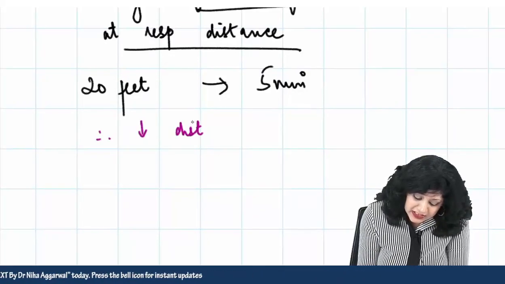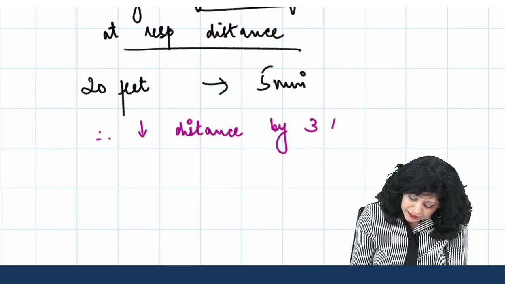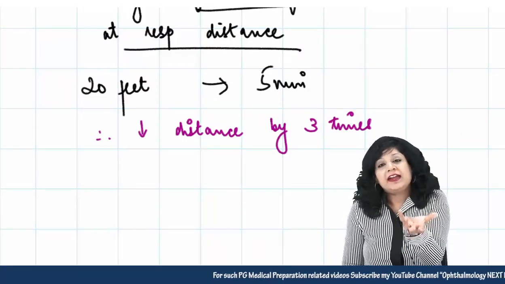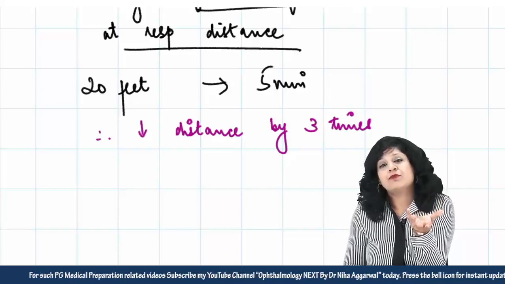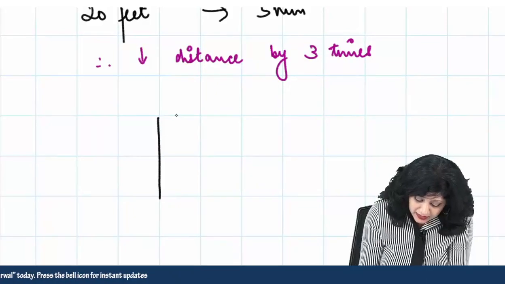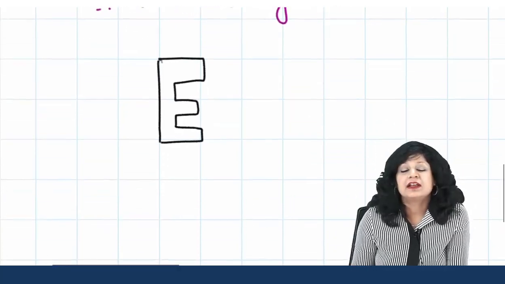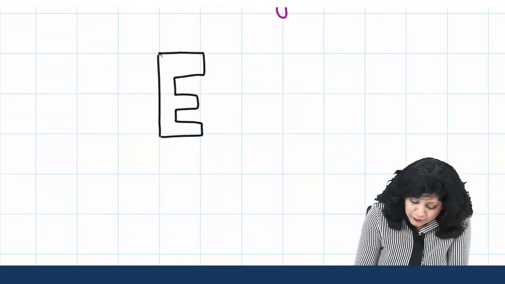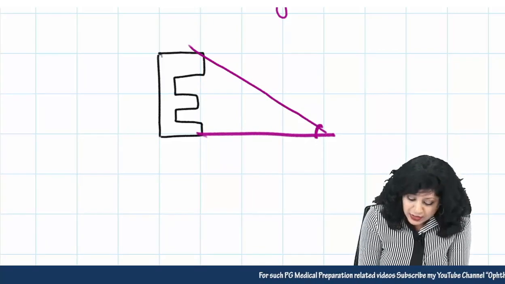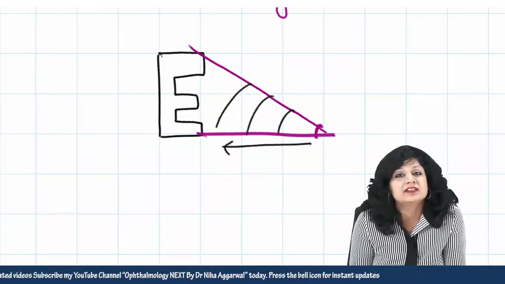I have to therefore decrease the distance of this child by 3 times, right? Because I want the angle to be formed 3 times more. Why will the angle be formed 3 times more? When I am decreasing the distance. If you remember the concept of the Snellen's chart, here we have that letter E, and each letter is subtending an angle of 5 minutes at a respective distance. Now if you look at the angle which is made at the nodal point, suppose this is the nodal point, so as you move towards the letter, the angle will go on increasing. So I will have to decrease the distance 3 times.